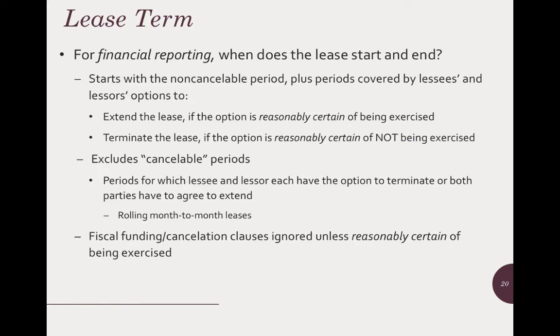Statement 87 carries forward the prior treatment of fiscal funding and cancellation clauses, which is that you should basically ignore them unless there's reasonable certainty that they're going to be exercised. And in most cases, there is not.